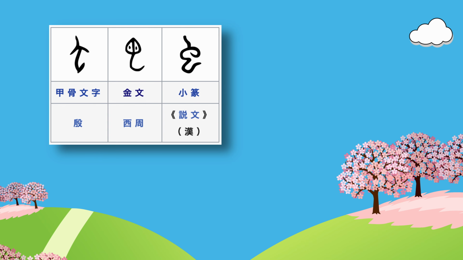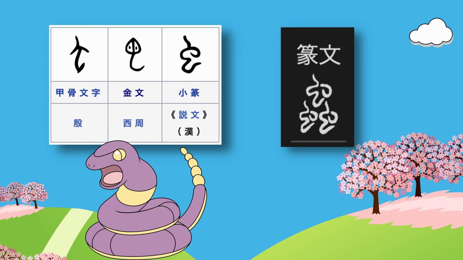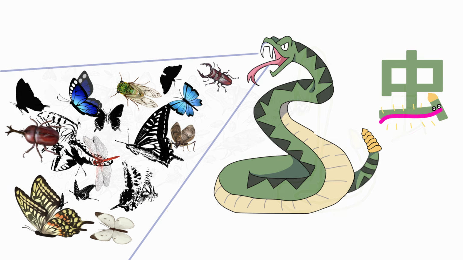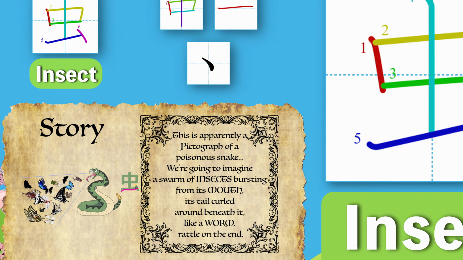Historically, this is technically divided into 2 different kanji, just like middle. One is just this, and it meant poisonous snake, specifically a pit viper. The other version is technically 3 of these put together, with the single one being an abbreviation. This one was used to more generally represent lots of small animals and reptiles, which included insects as well, I guess. For our story, this is apparently a pictograph of a poisonous snake. We're going to imagine a swarm of insects bursting from its mouth, its tail curled around beneath it like a worm, rattle on the end.